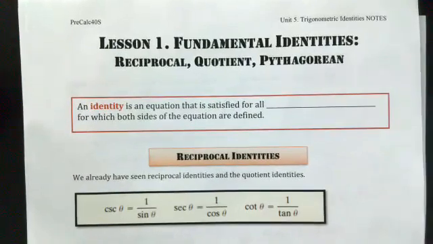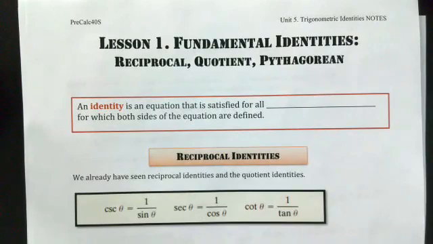We're starting with lesson 1, fundamental identities. We're going to talk about what a reciprocal, quotient, and Pythagorean identity is, and we're going to look at proofs and some expression manipulation. First, the definition of an identity.